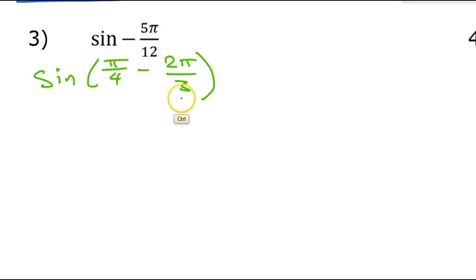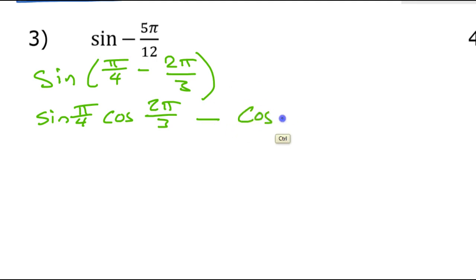Okay, now I'll go ahead and finish the problem. The sine formula goes sine, cosine, cosine, sine. So this is going to be sine pi over 4 cosine 2 pi over 3 minus, because if it's subtraction, it stays subtraction, cosine pi over 4 sine 2 pi over 3. Sine, cosine, cosine, sine. Alright, so it is time to evaluate this.